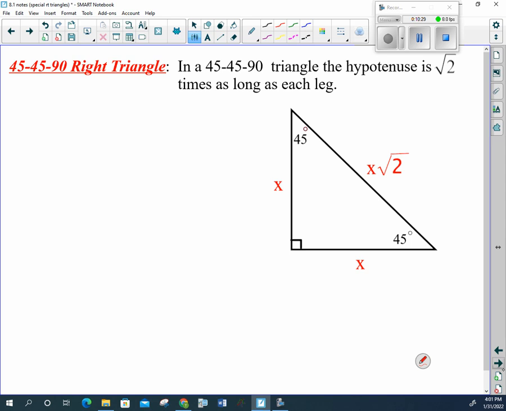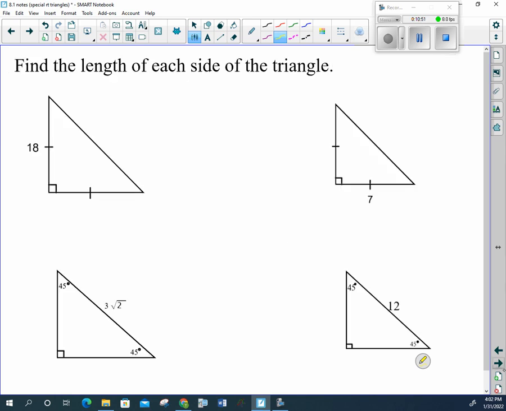So in a 45-45 triangle, when the legs are the same, this is kind of showing you what's happening here. This is the same as this, so our legs are the same. It's a 45-45. The hypotenuse turns out to be x times the square root of 2. So the hypotenuse is the square root of 2 times as long as each leg.